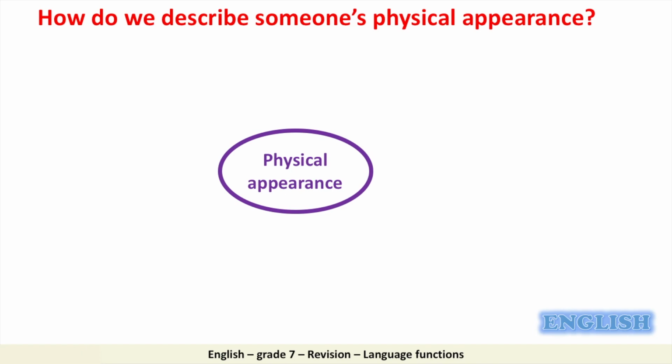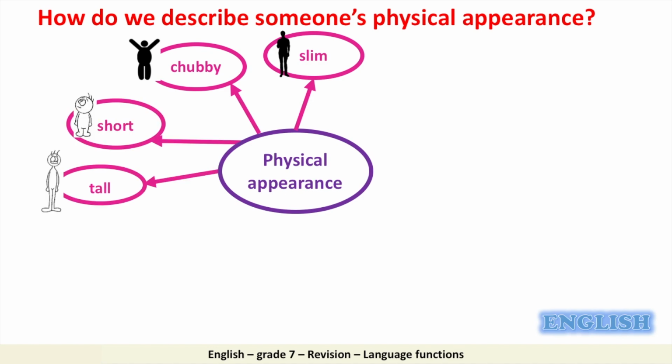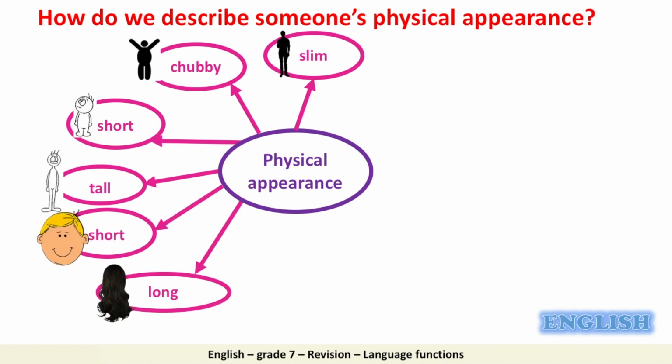Alright, let's see if you could remember them all. How can we describe a person's body shape? Bravo! We could say a person is slim or chubby, depending on their body shape. Now, what about their height? That's right, we use the words short and tall. What about the length of the hair? A hair could be short or long.